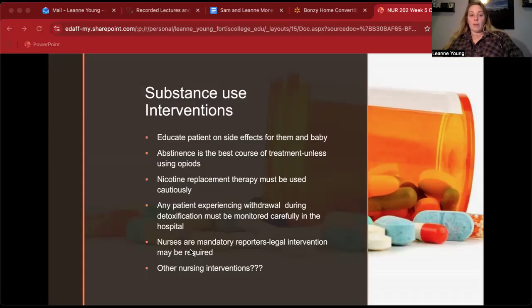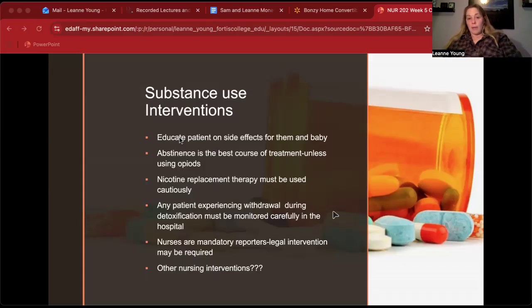Nicotine replacement therapy must be used cautiously, because we really don't want to be introducing anything in excess to what they're already taking in. Any patient experiencing withdrawal during detox must be monitored carefully in the hospital, like we said, because withdrawal and detox can be a very dangerous process in general without even taking into consideration if the patient is pregnant. Nurses are mandatory reporters.